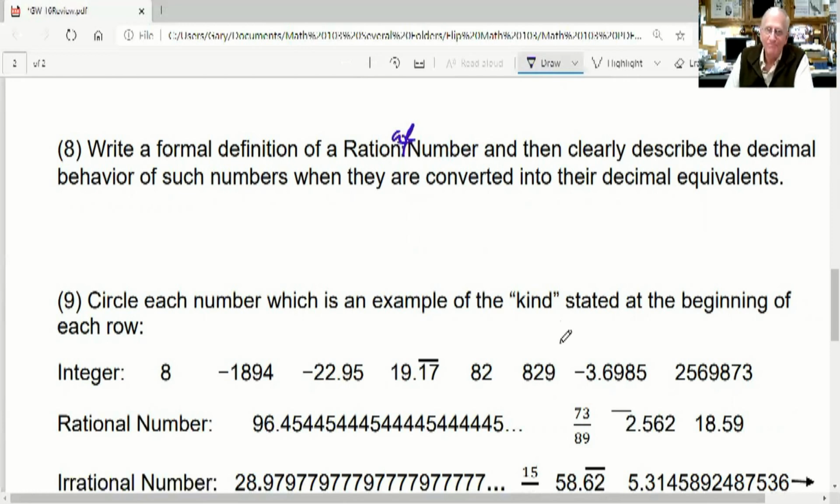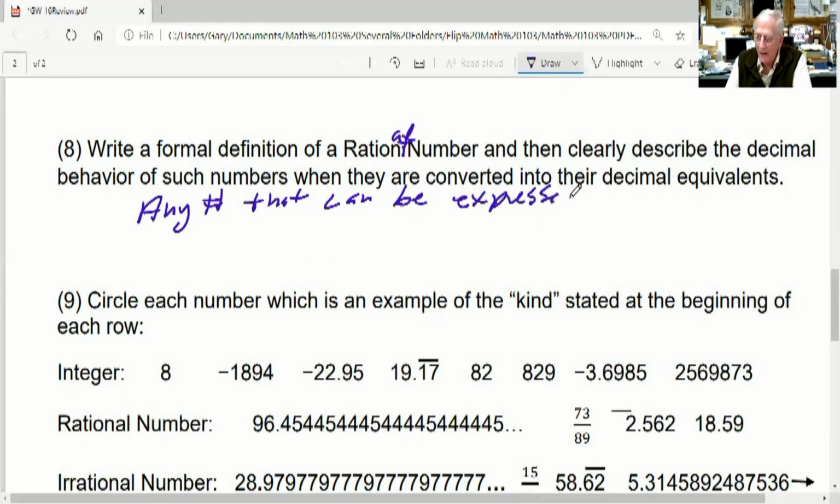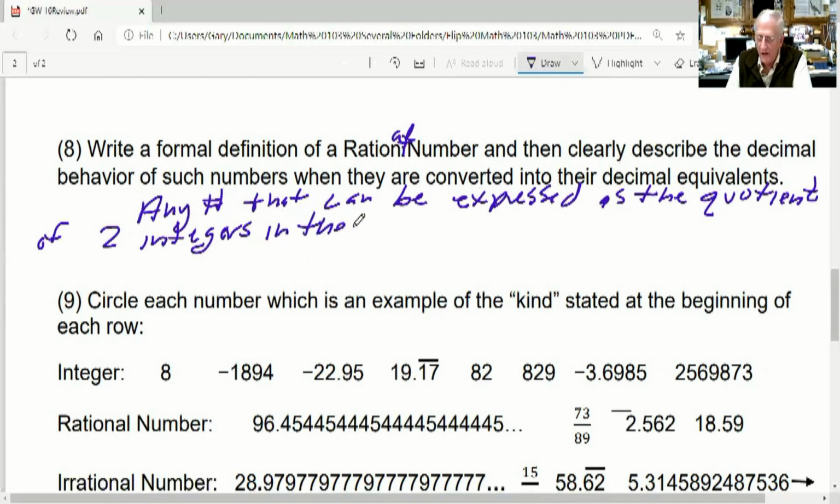So what's the definition? It is simply this. Don't forget this. It's any number that can be expressed as the quotient, division, of two integers in the form a over b, and b cannot equal 0.